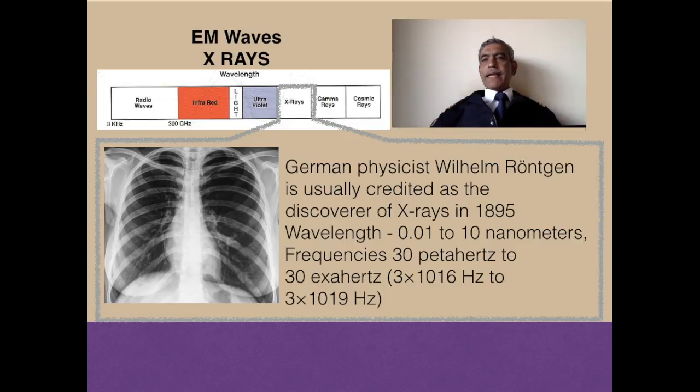Further move to the right, that is, go a little bit up in frequency, we come across the X-ray. And X-ray is another spectrum which we are all exposed to right from the beginning. I just want to bring to your attention that the frequency is of the order of 30 petahertz, and the wavelength is 0.01 nanometers.